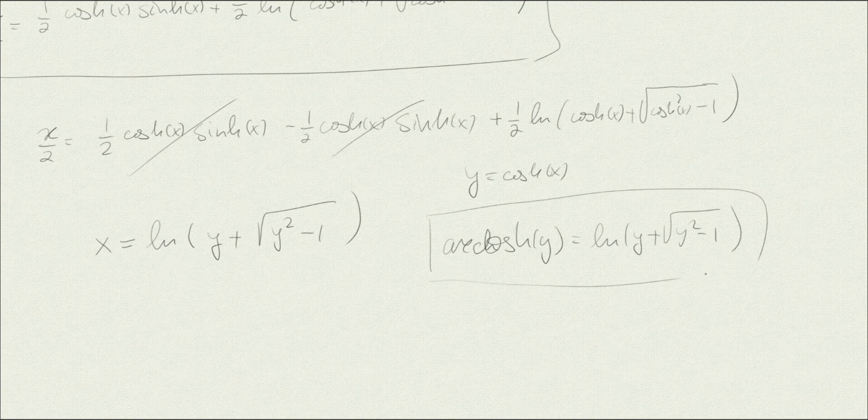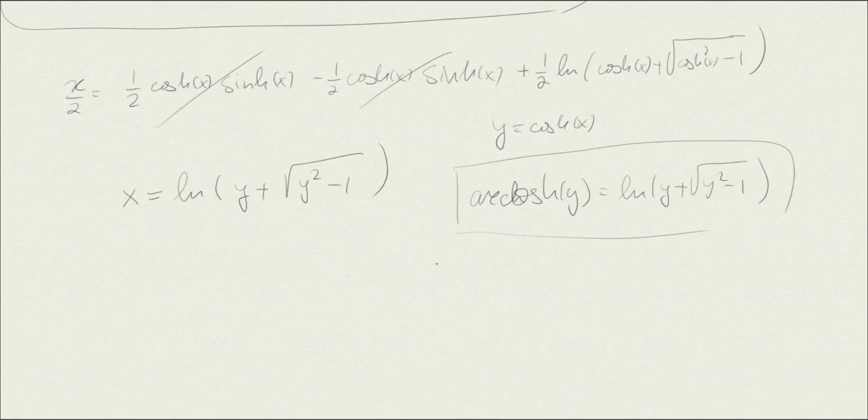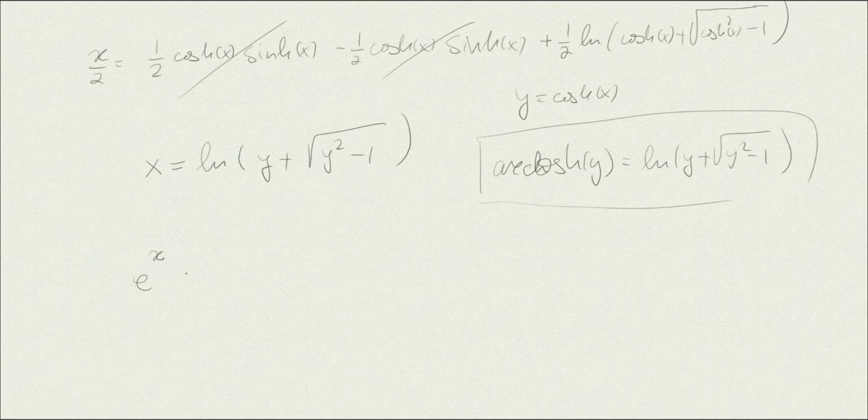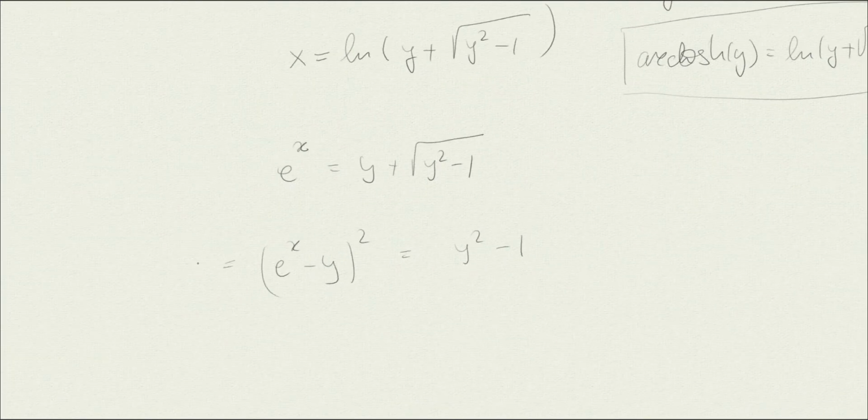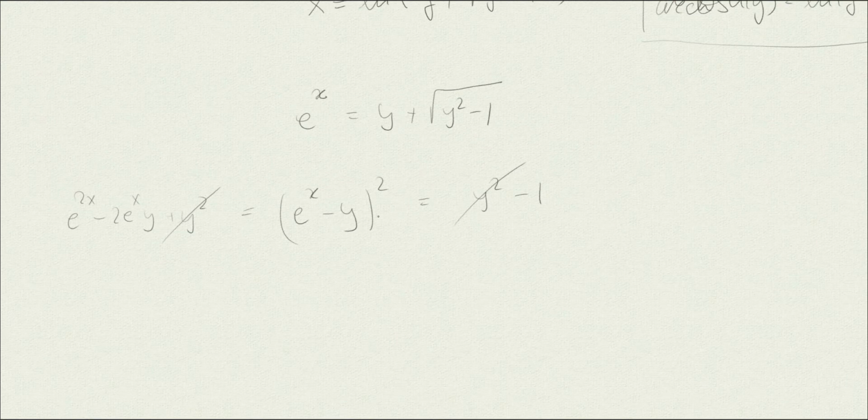So now basically what we have is that e to the power of x is y plus the square root of y squared minus 1. And then e to the power of x minus y, squared, is going to be y squared minus 1. If we open the brackets here, we're going to have e to the power of 2x minus 2e to the power of x times y plus y squared. And notice how nice that this y squared is gone from both sides. And then basically I will transfer the 1 over here.